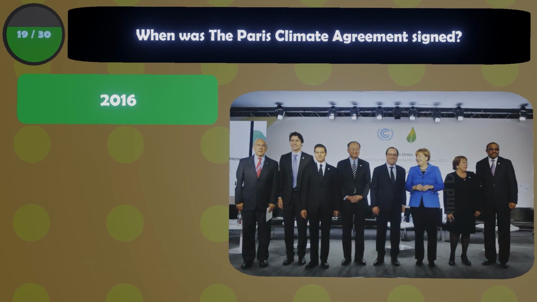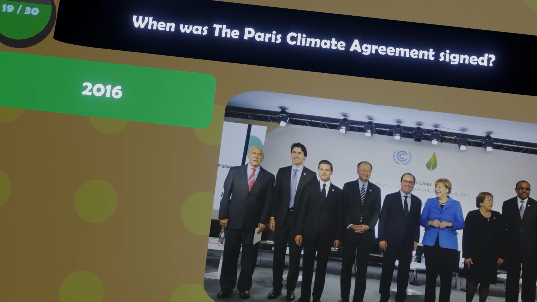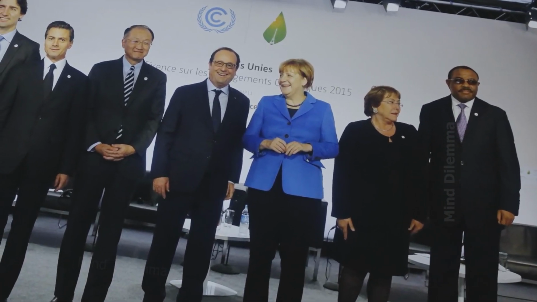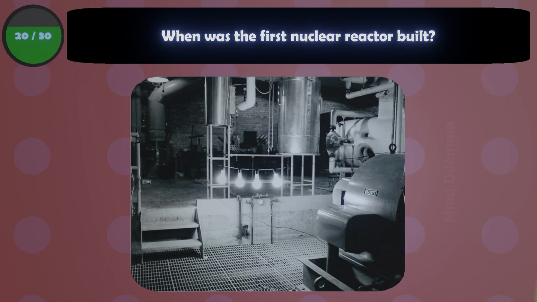It was signed in 2015 as a global pact to combat climate change by limiting global warming to well below 2 degrees Celsius. When was the first nuclear reactor built?